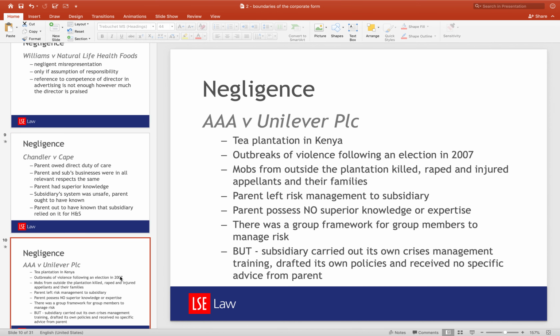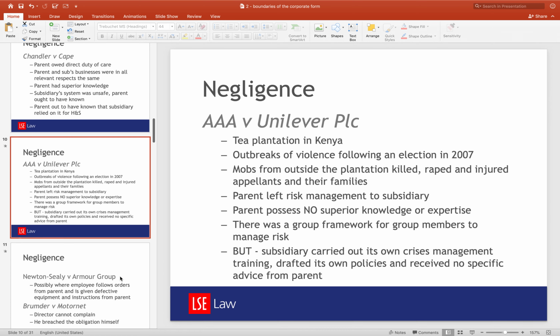Here's an example where no claim succeeded. This was the Unilever case, which concerned a tea plantation in Kenya, and there were outbreaks of violence following an election, and some mobs outside the plantation harmed the residents of the plantation. And the question was, is the parent company liable? The answer was no, it's not, because it wasn't sufficiently involved in the risk management of the subsidiary. That was left with the subsidiary.